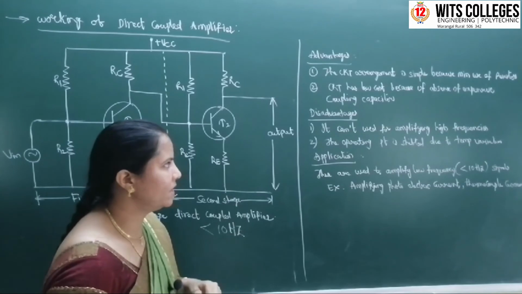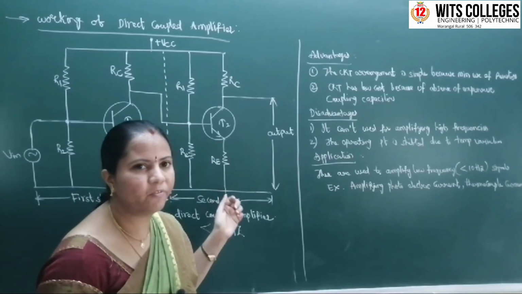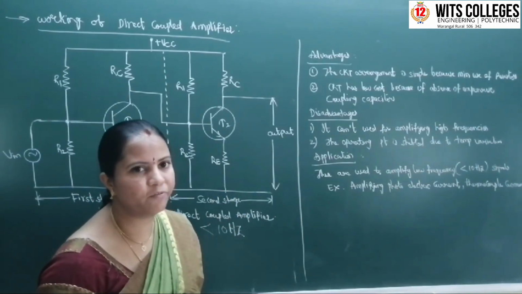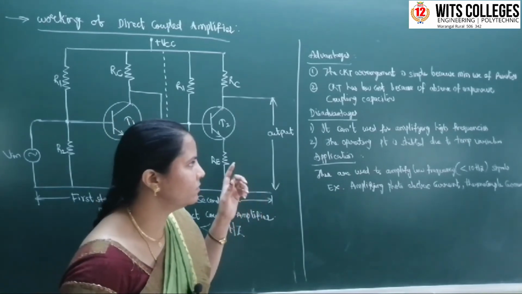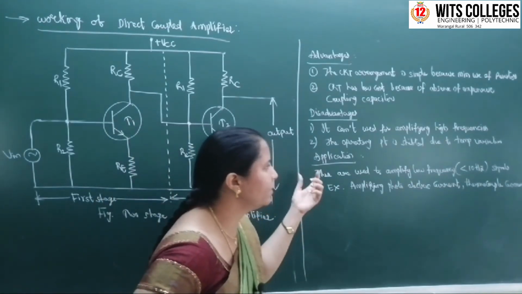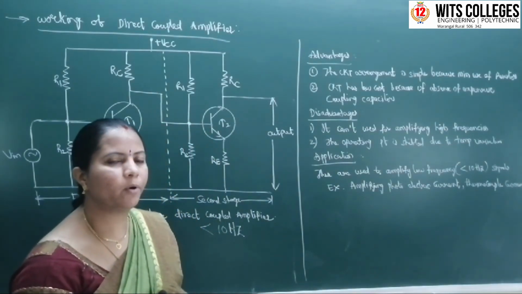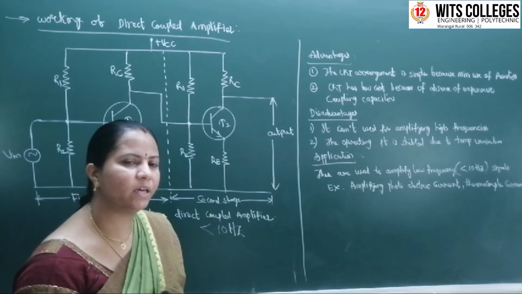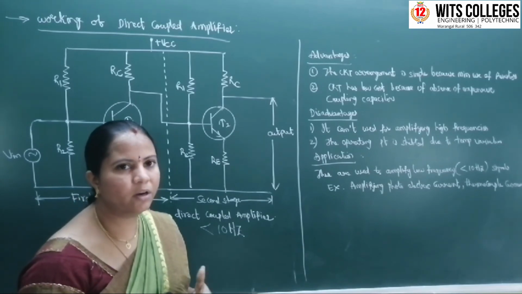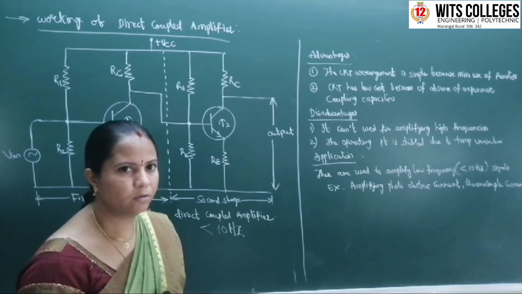Coming to the disadvantages, these direct coupled amplifiers are not used to amplify high frequency signals. That is also one of the disadvantages. And the operating point is shifted due to temperature variations. The operating point may shift either near to the saturation or near to the cutoff region.